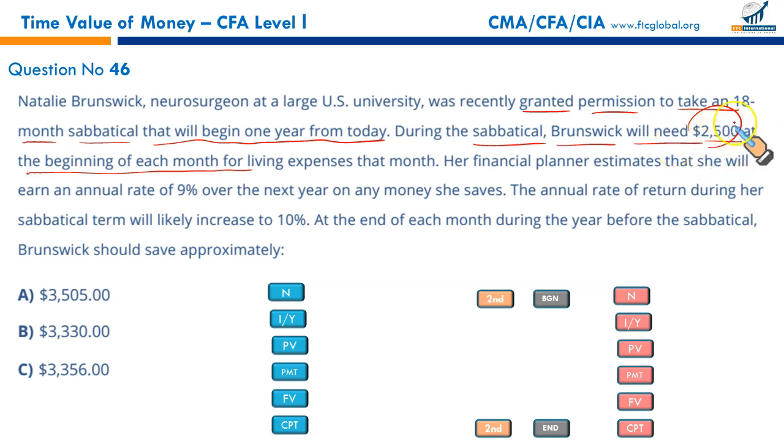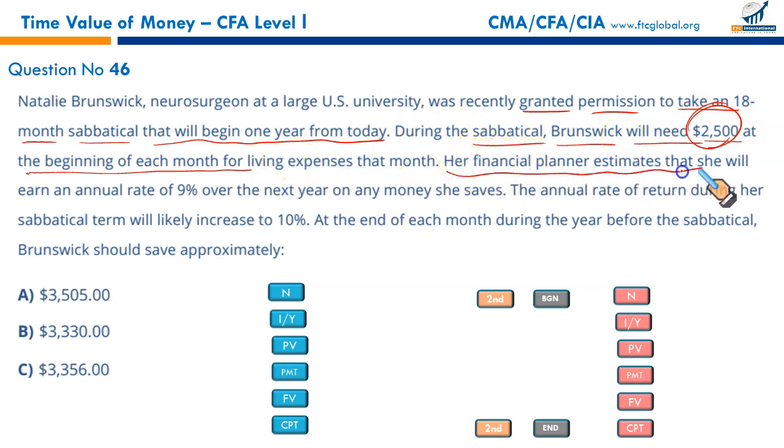When her sabbatical starts, she needs it at the start, so it's going to be annuity due. During the sabbatical, Brunswick will need $2,500 at the beginning of each month, since the sabbatical is starting at the end of the 12th month. This means the first payment is to be made at the end of the 12th month. So it's an annuity due.